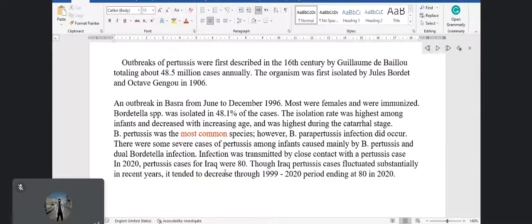There was an outbreak in 1996 in Basra, where 41% of the cases isolated were actually from the Bordetella pertussis. And there were some mixed Bordetella pertussis with Bordetella parapertussis. The problem is that these infants, they got the infection from their mothers. And since that time, the program of vaccination was actually enforced. And the cases today is actually approximately 80 cases per year. Still fluctuating because Iraqi families, they don't take the program as a serious matter.